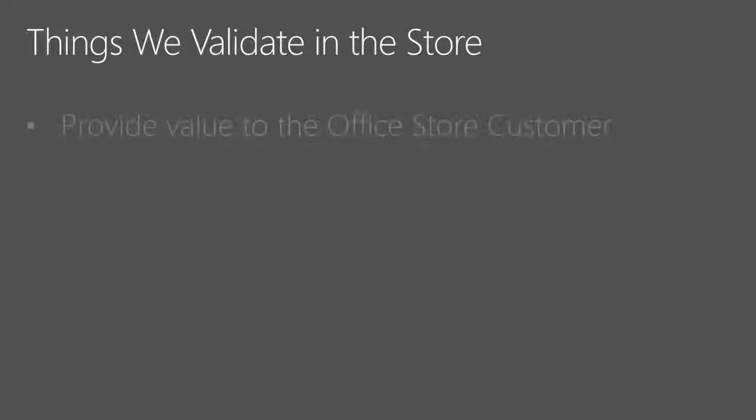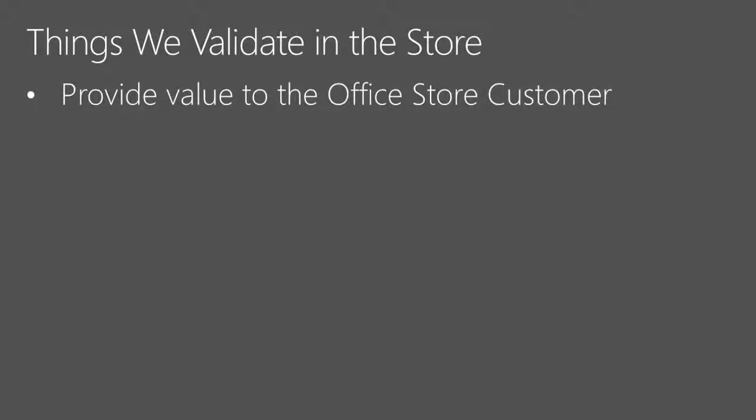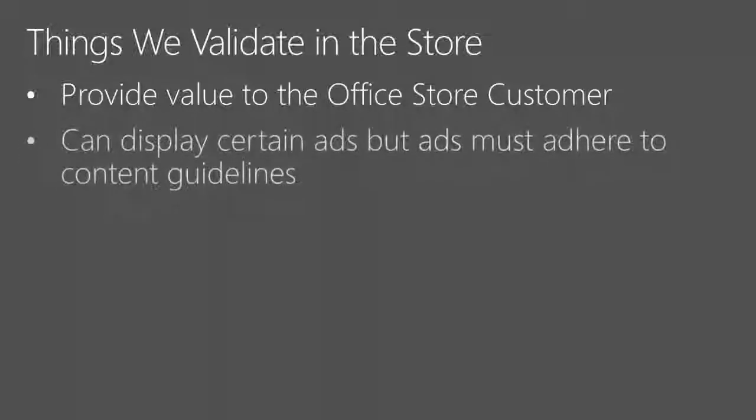So some of the things that we actually validate in the store. Does it provide value to the Office Store customer? You may have noticed we no longer highlight the I Can Has Cheeseburger app on the home page. That's something we pulled out. At first we were letting quite a lot of apps into the store that maybe were of questionable value. So we've culled a lot of those out, and we really look at whether the scenario your app is providing value to the Office Store customer.